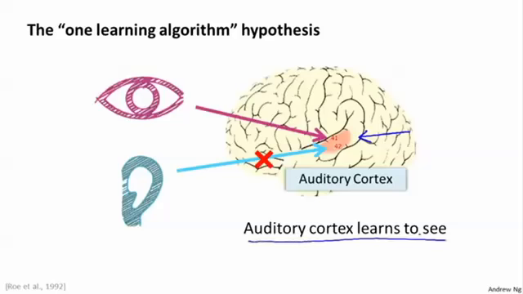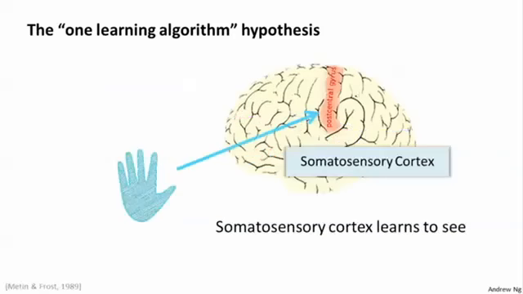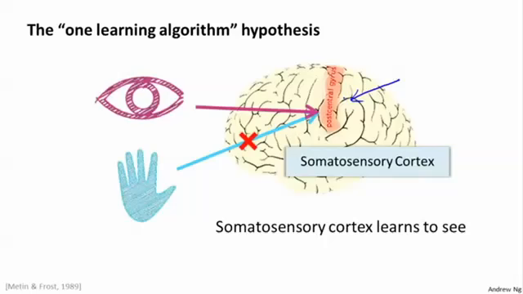And this is in every single sense of the word see as we know it. So if you do this, the animals can perform visual discrimination tasks, and that is, they can look at images and make appropriate decisions based on the images, and they're doing it with that piece of brain tissue. Here's another example. That red piece of brain tissue is your somatosensory cortex. That's how you process your sense of touch. If you do a similar rewiring process, then the somatosensory cortex will learn to see.